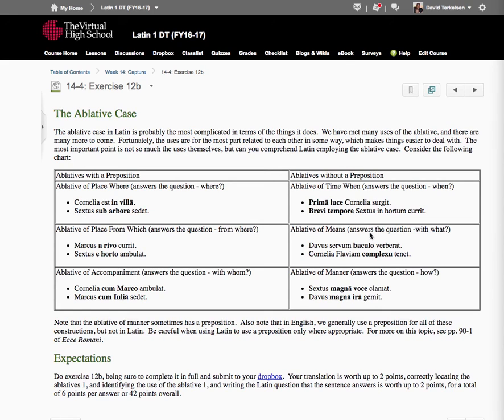Ablative of means answers the question with what, meaning with what thing or with what instrument or with what object is something being done. Davus, for example, beats the slave baculo. The word baculum means stick, but ablative here, baculo, means with a stick. And Cornelia holds Flavia complexu. Now you're maybe wondering why the U there.